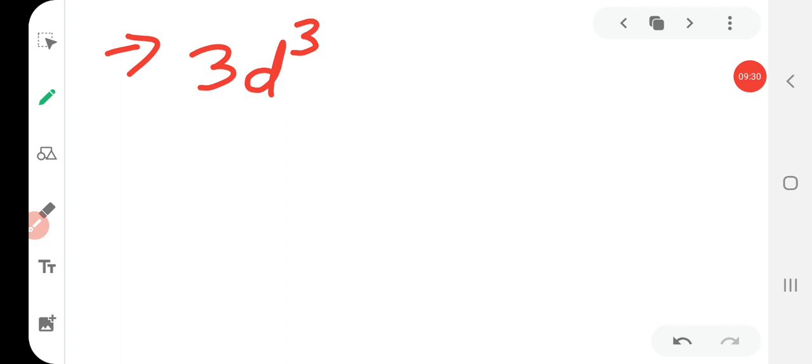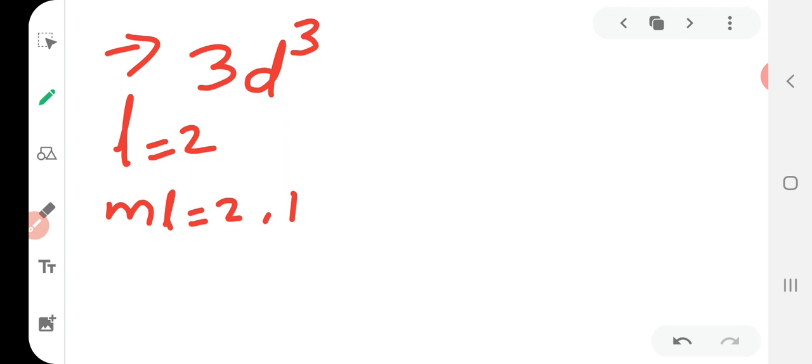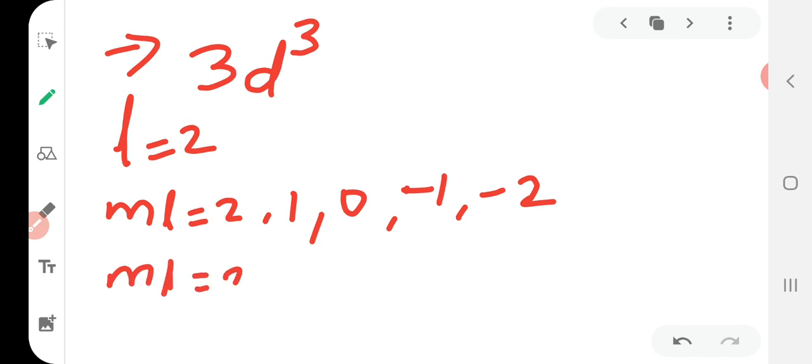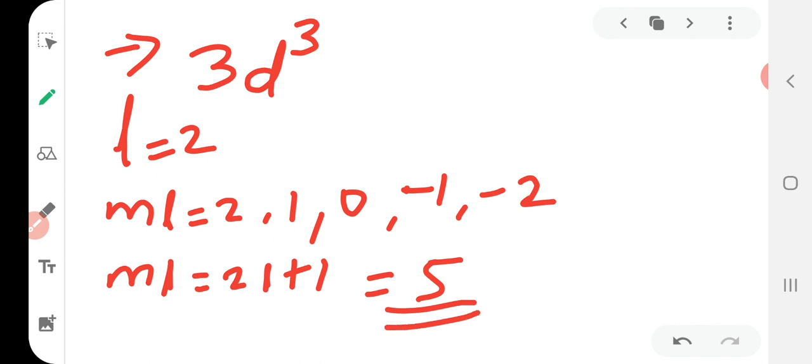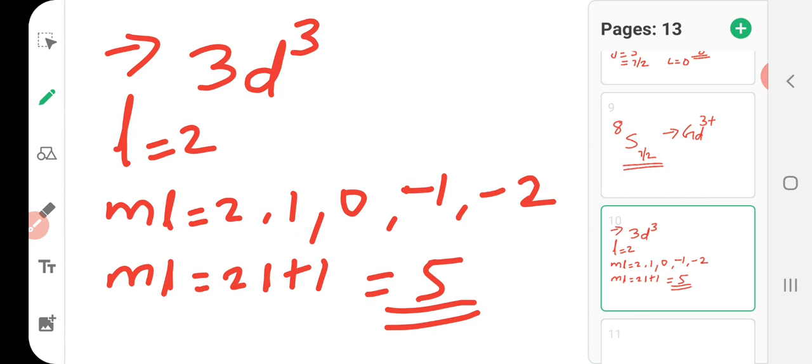Now we can consider another metal, that is transition metal. For transition metal, the unpaired electrons will be in their 3d subshell. So here it is d subshell, so its L value is 2 and ml values are 2, 1, 0, minus 1, minus 2. There are 2L plus 1 ml values, that is here it is 5 ml values. So we are considering a 3d 3 plus ions.